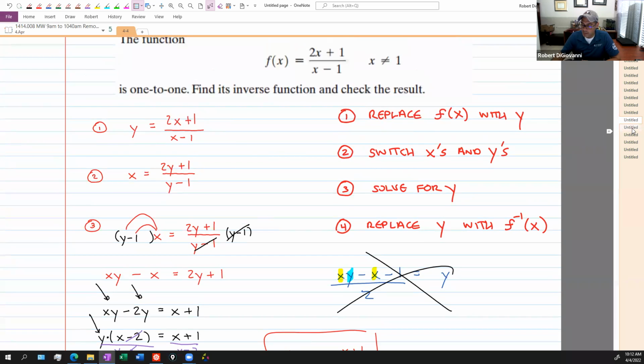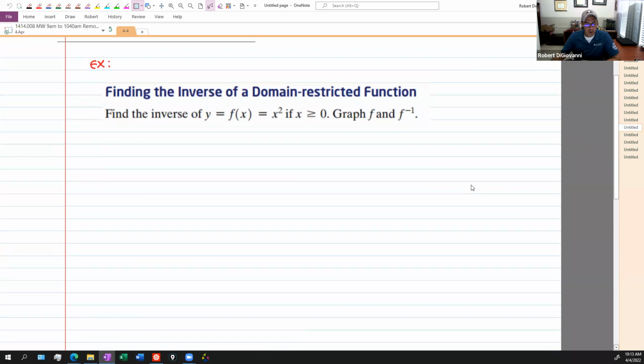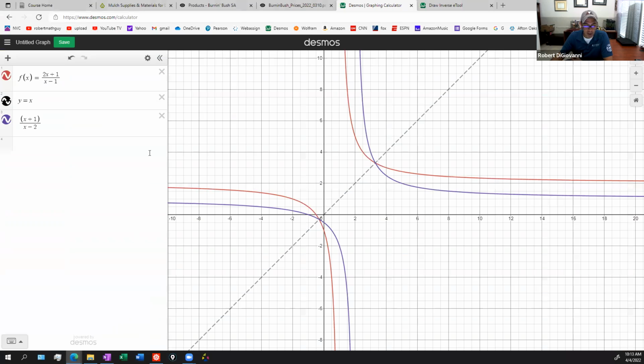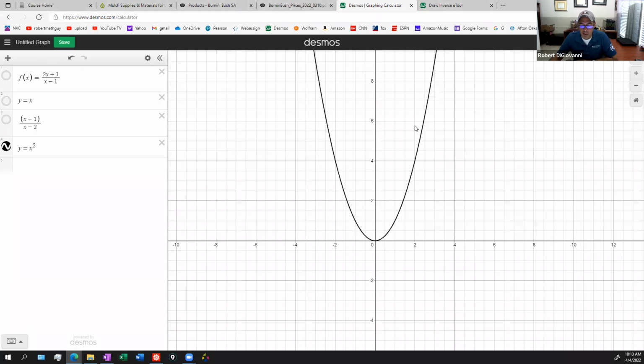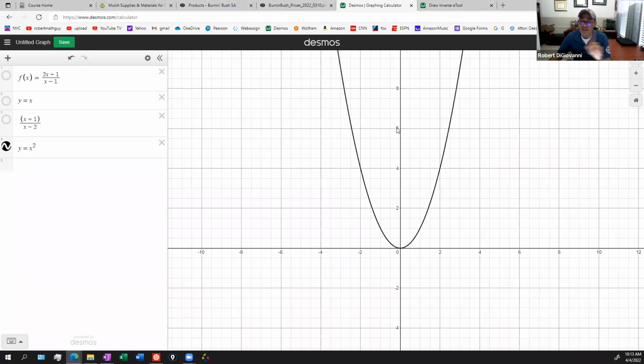All right, let's see where we are here. Find the inverse of this function, f of x equals x squared, if x is greater than or equal to 0. So I want to show you something here. Before we do this problem, I want to graph this for you. Here's x squared. This is a function, but it is not 1-to-1 because it fails the horizontal line test.